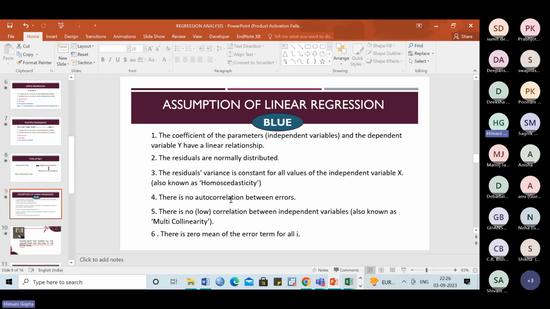There is no autocorrelation between errors. There should be less multicollinearity. And the mean of the error terms of all values should be 0. So these are some of the assumptions which we have to see. Now I'll move one by one with all these assumptions.